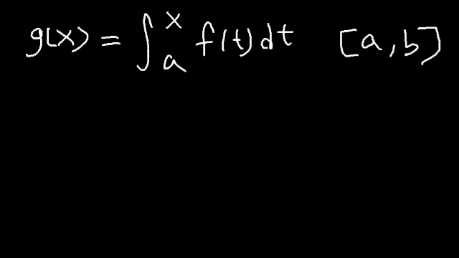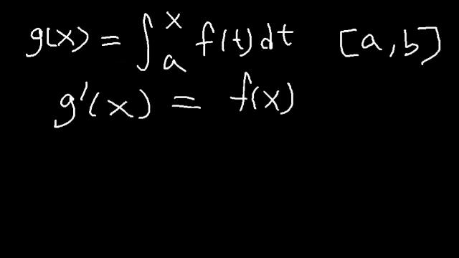And the conclusion of the fundamental theorem of calculus, part 1, is that the derivative of g, or g prime of x, is equal to f of x. So integration and differentiation are inverse processes of each other. G is the antiderivative of f. So therefore, the derivative of g will equal f. But now, how do we apply this information in a problem?